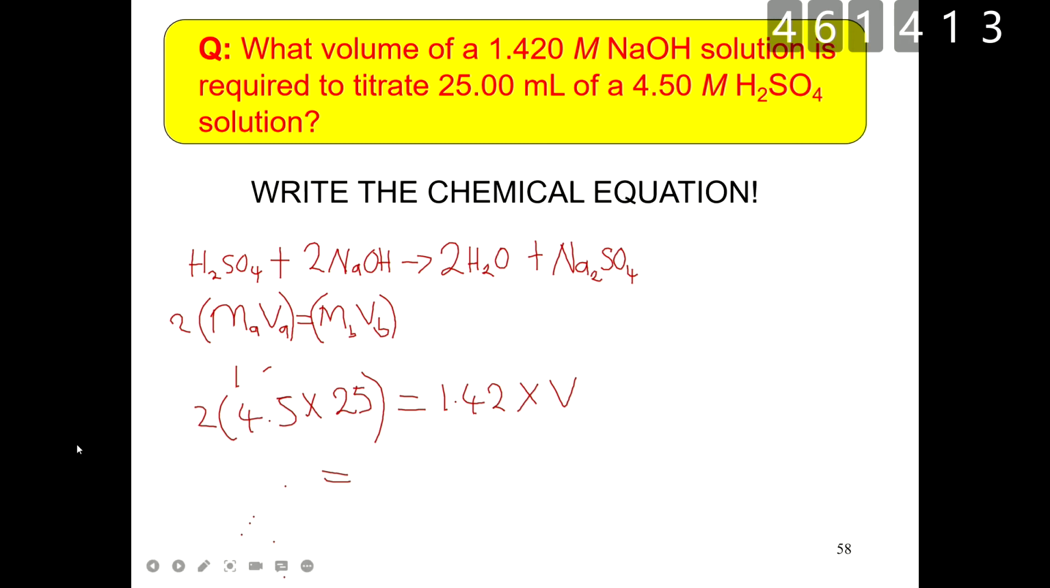So basically for this question, you need to write the chemical equation and then balance it. So in this case, we can say 1 will react to 2. So the mole of this base is larger than this one. So here it's times 2. And then we can get this equation. From this equation, we can get the volume.